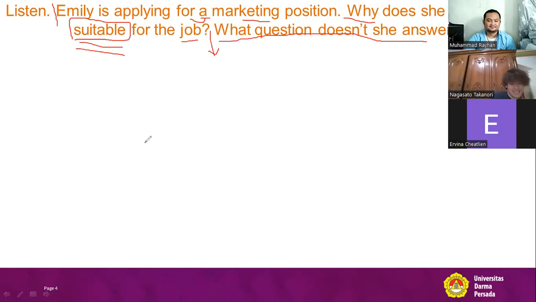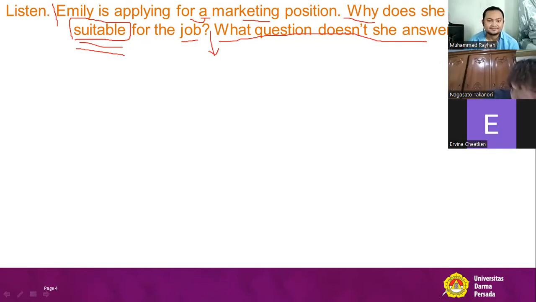Rahan, could you please try to do from the beginning until the end here? Emily is applying for a marketing position. Why does she think she is suitable for the job? What question doesn't she answer? Okay, the job is going down. Maybe you try the why does she think again? Why does she think she is suitable for the job? Nice. What question doesn't she answer?